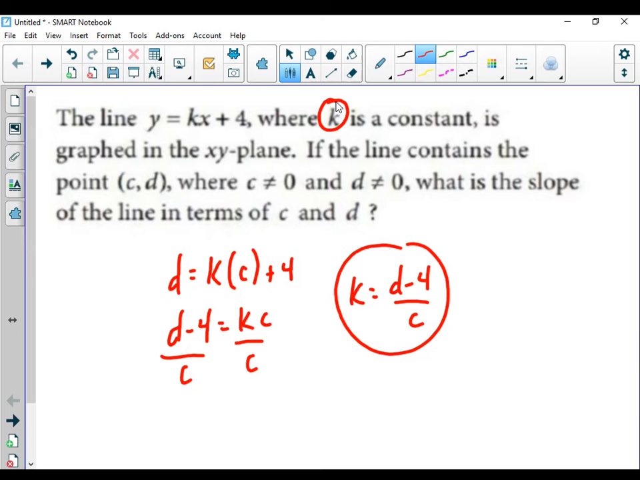So really what they're checking here is, first of all, that you know which part of the equation was the slope, and then also the fact that we can always plug in a point to our equation to help us find a missing piece.